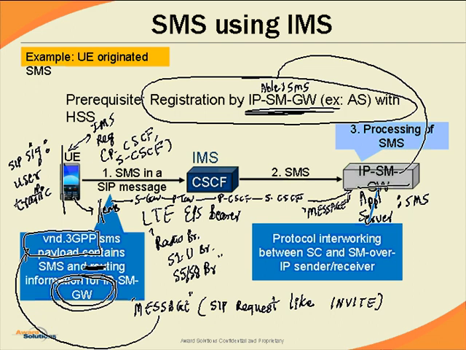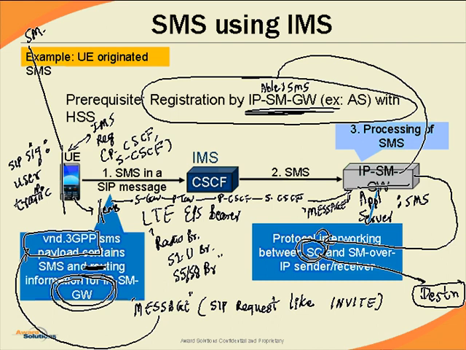And this is the one that interfaces with the service center, the SMS service center. So this SMS center would then be delivering to the destination. So here the UE is the sender. It's called short message over IP sender, because in this case the UE has originated the SMS.